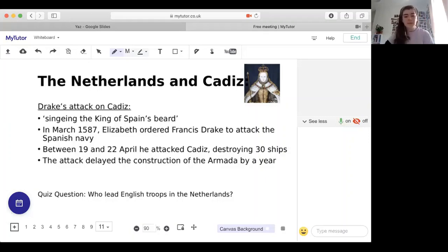So, who led English troops in the Netherlands? Who was the person that led English troops in the Netherlands? This might seem a bit obscure, but it's good for you to know all of the names of all of the people, because if you're able to put them in, that really helps with your exam answers for showing that you've got specific subject knowledge.